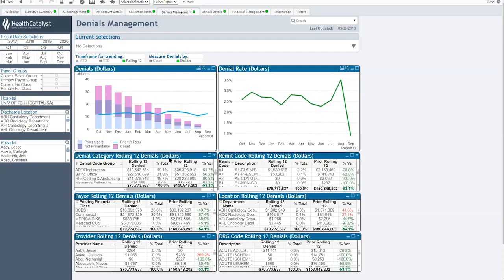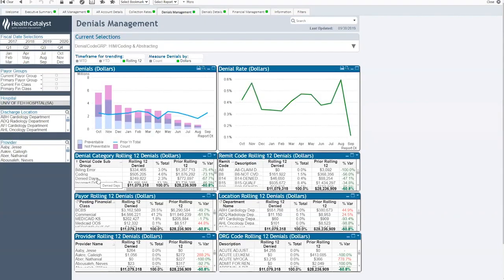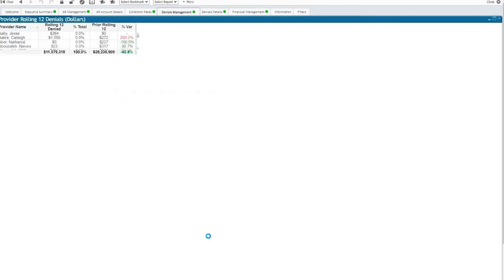And the way that this actually works is I can take any of these denial categories here. I'm going to just take this coding and abstraction category. That's going to, just as you saw with AR management, be able to drill into the details behind that. So looking at my billing errors, my coding, my deny days, and so forth, and we can look at the individual remit codes. But ultimately what I'm getting to, once again, is where are these denials happening?